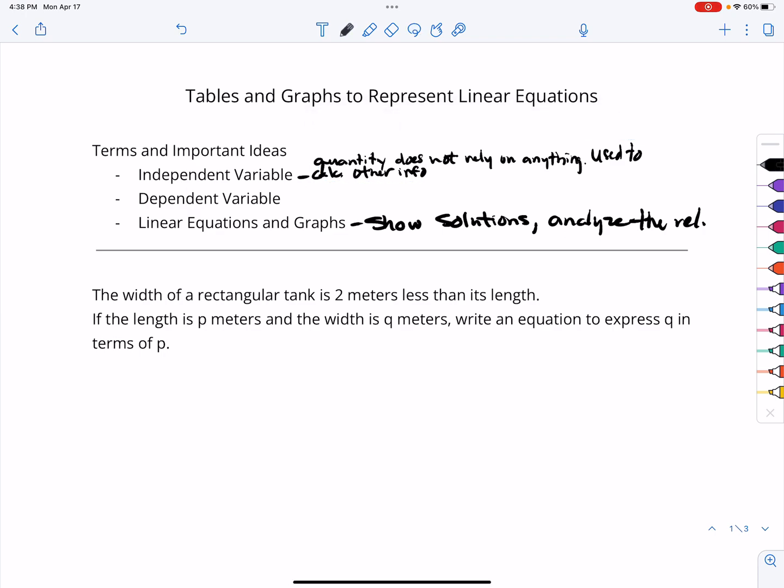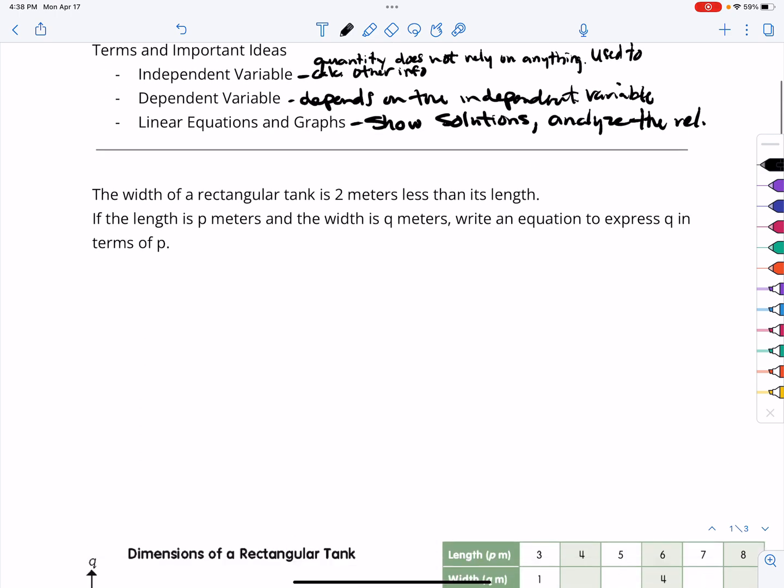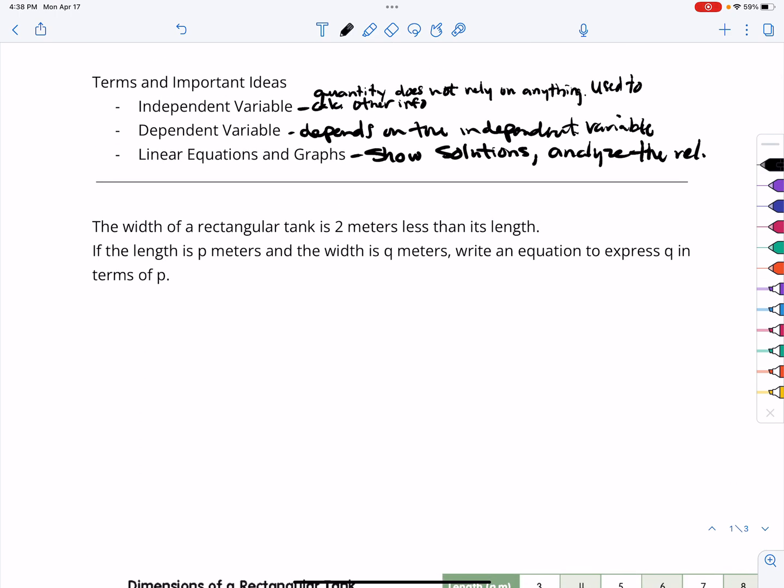And that other info is specifically called the dependent variable. So the dependent variable depends on the independent variable. Depending on what your independent variable is, that's going to impact the value of your dependent variable. So let's look at this. We'll identify those as we go through it and see how those things play out.